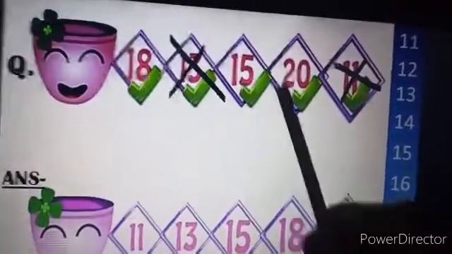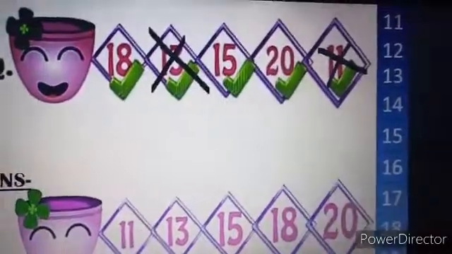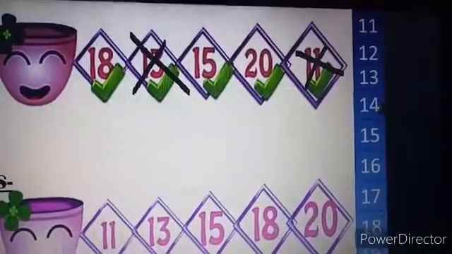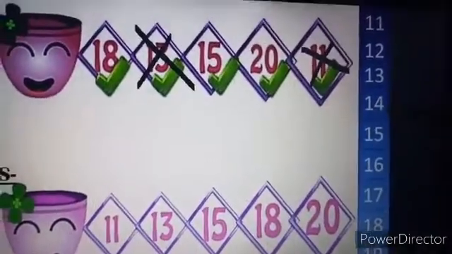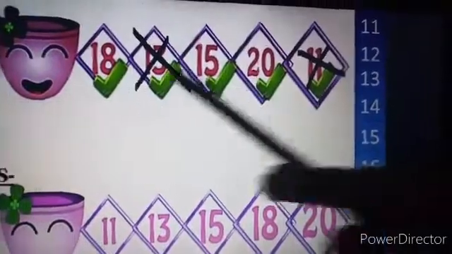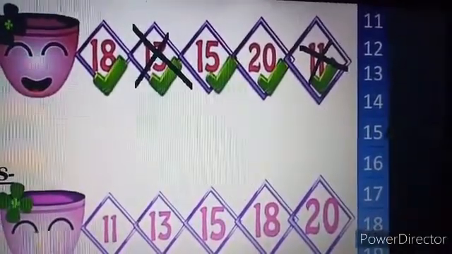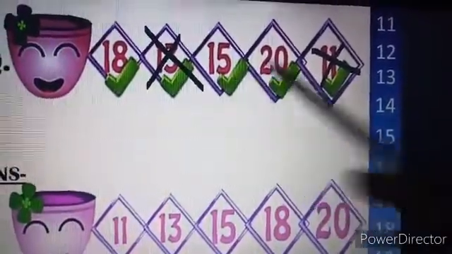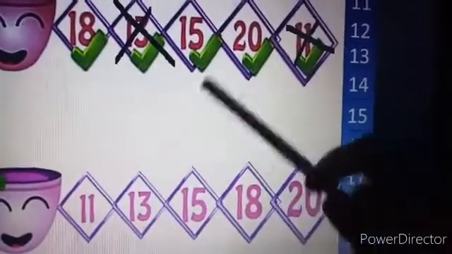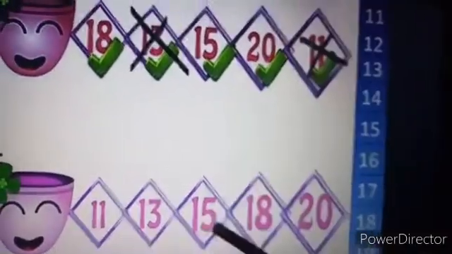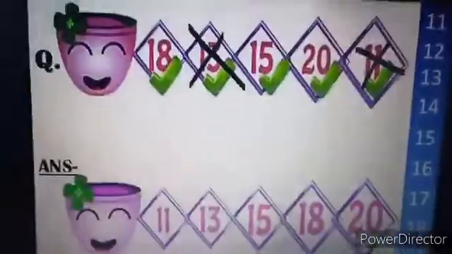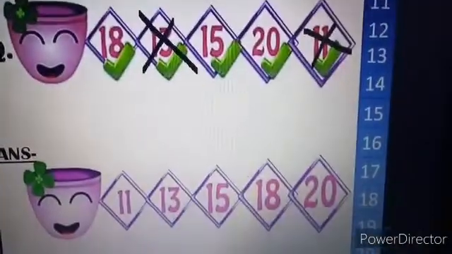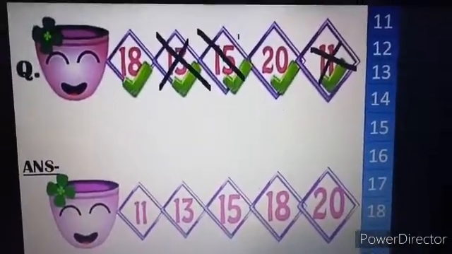18, 15 and 20. See children, after 13, in this number line you see, after 13, what number we have? 14 here. But 14 is not there in this question. So after 14, what number is there? 15. Okay, is 15 there in this question? Yes, 15 is there. So after 13, you will write 15, the next smallest number. Okay, and after writing that one, cancel it from the question.